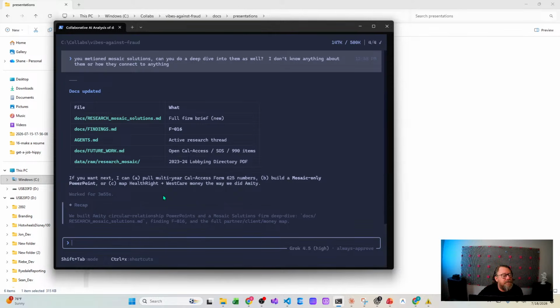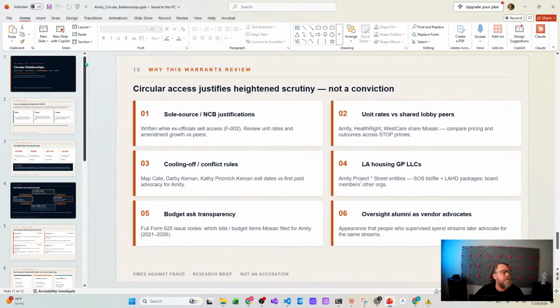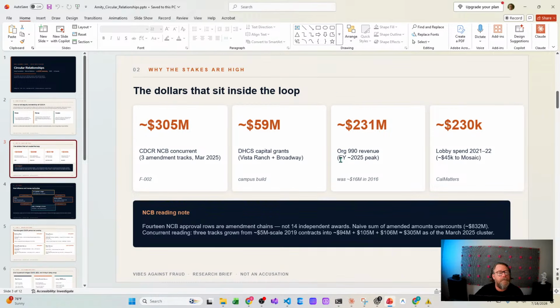Multi-year Cal Access. Let's do A and C, and then also I don't understand what the 990 thing is. I don't understand what that 990 revenue is supposed to mean. I want to understand that more. This org 990.